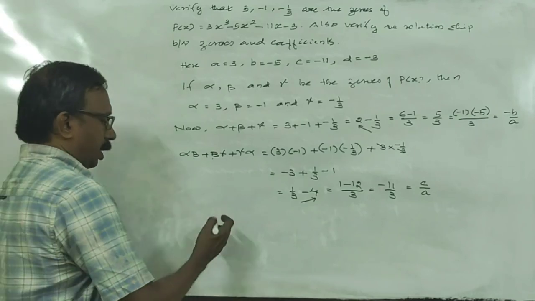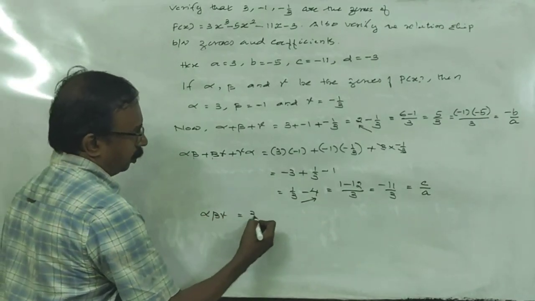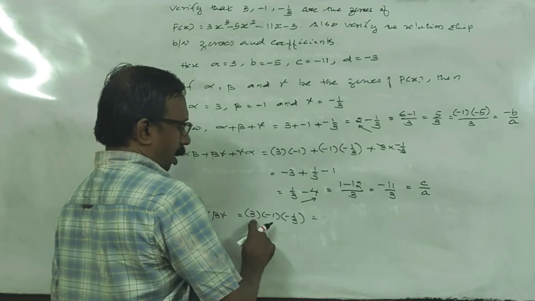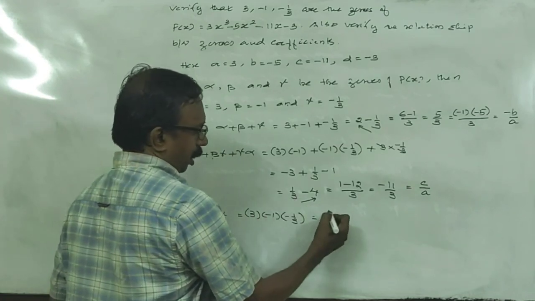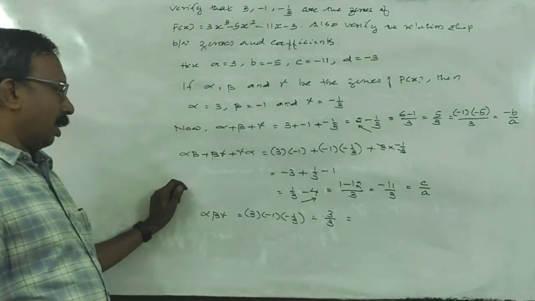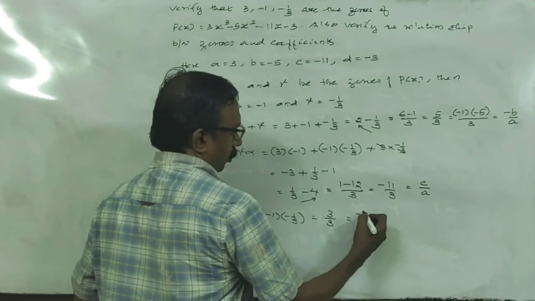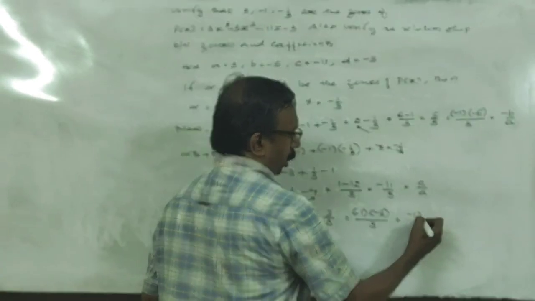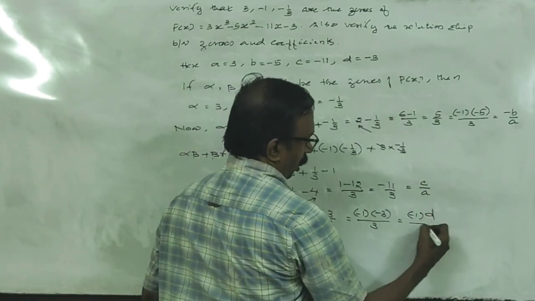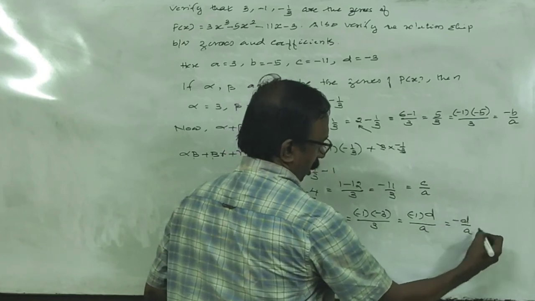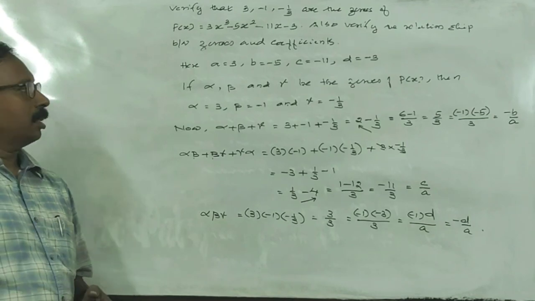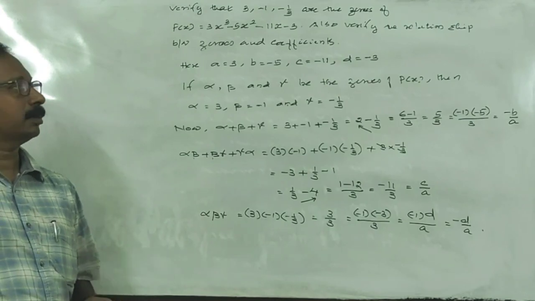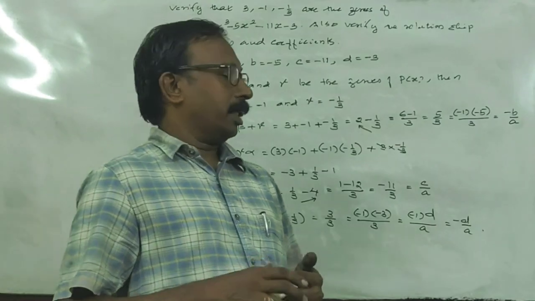Now, product of zeros is alpha, beta, gamma is equal to 3 into minus 1 into minus 1 by 3. Here it is 3 into minus 1 into minus 1, divided by 3. 3 by 3 can be written as minus 1 into minus 3 divided by 3. That is minus 1 into minus 3 is d divided by a, that is minus d by a, isn't it? This is the relation between zeros and coefficients. Can you follow this? Now I will give some homework, then you will get a clear idea. Okay.